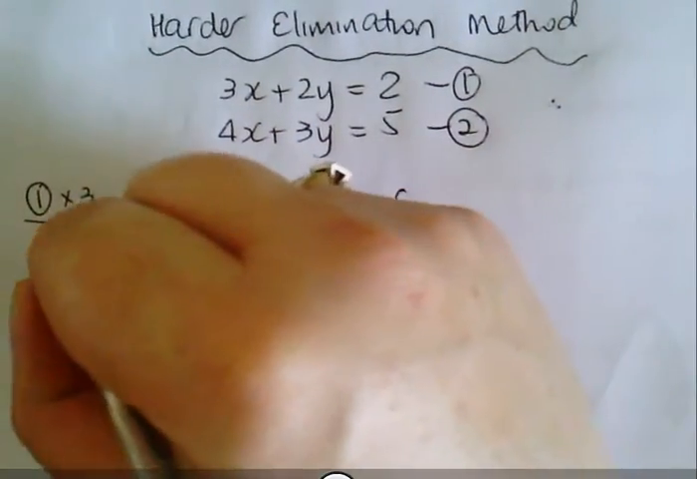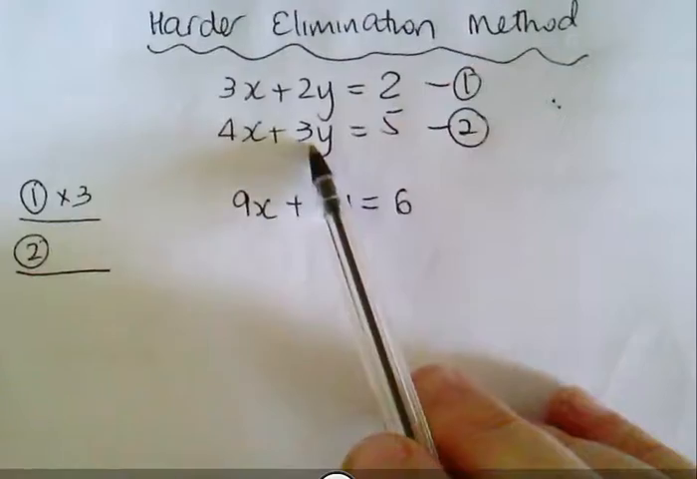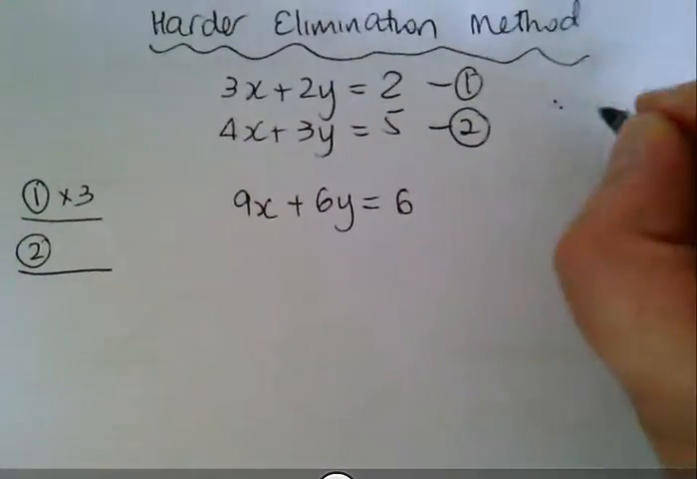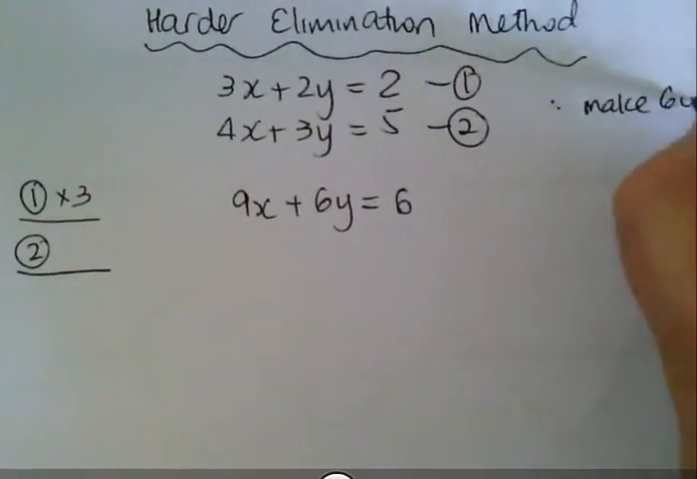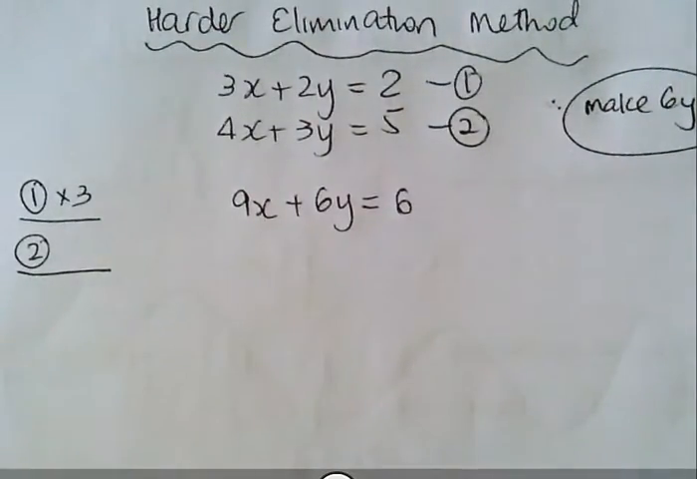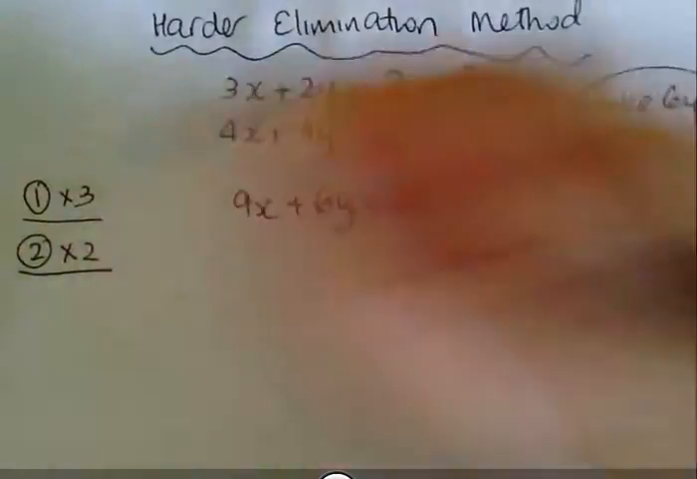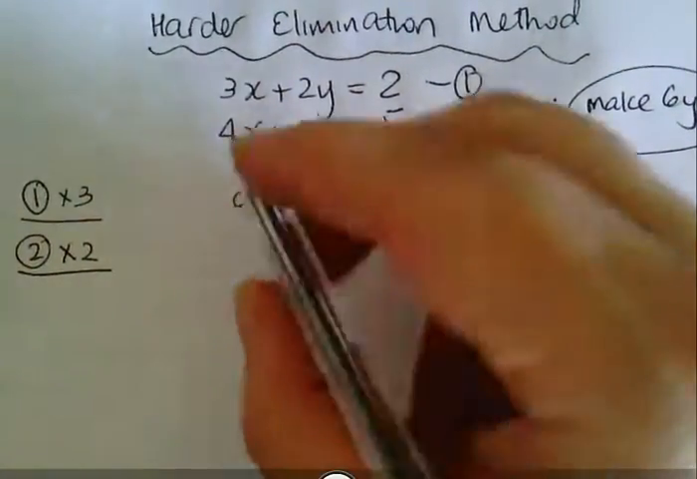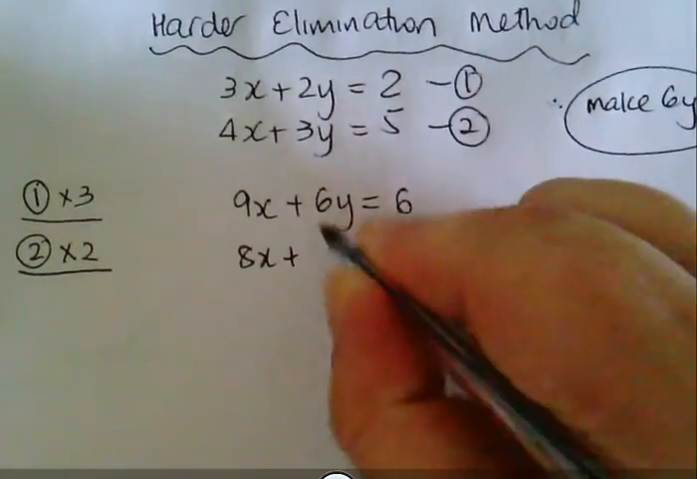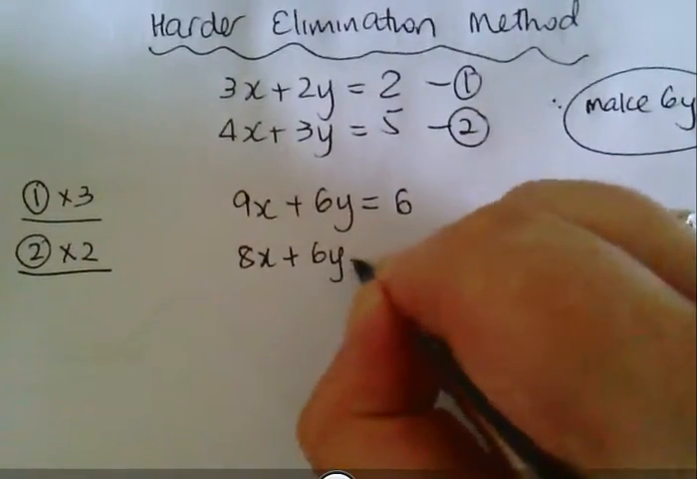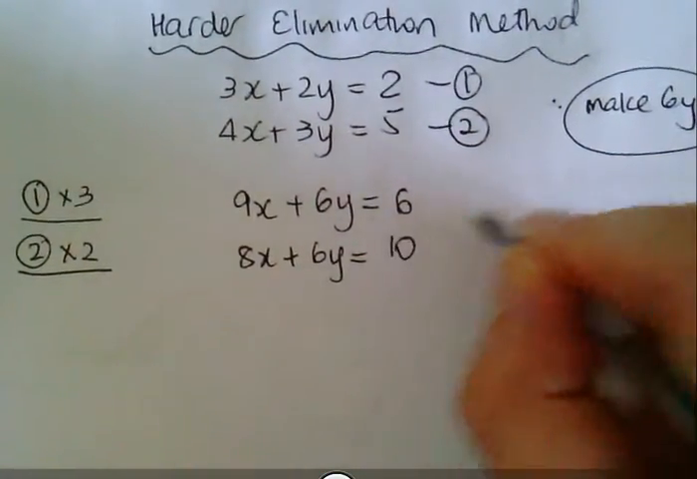Now, I'm going to do something similar with equation 2. If I've decided I want to make 6y common, do you know what I mean? I'm going to multiply all of equation 2 by 2. So let's go. 2 times 4x is 8x. 2 times 3y is 6y. 2 times 5 is 10.